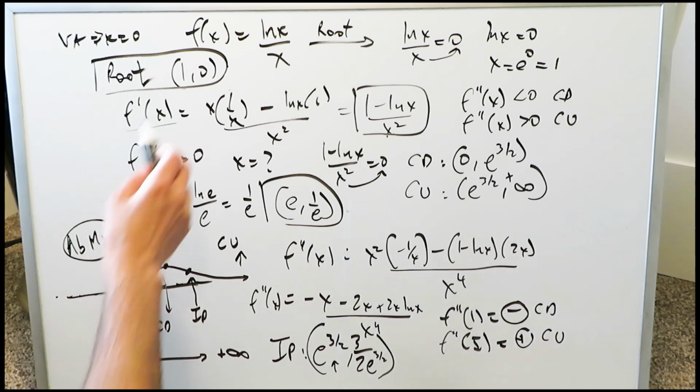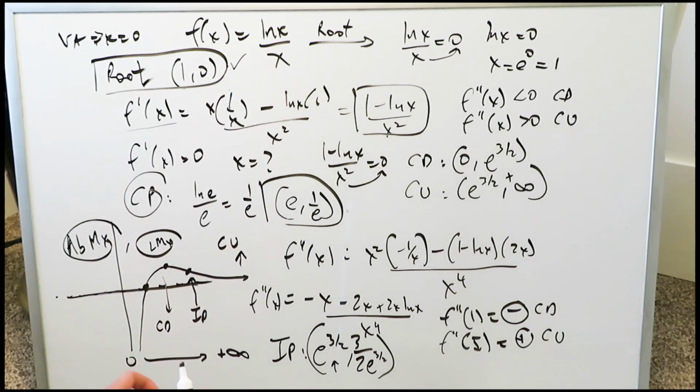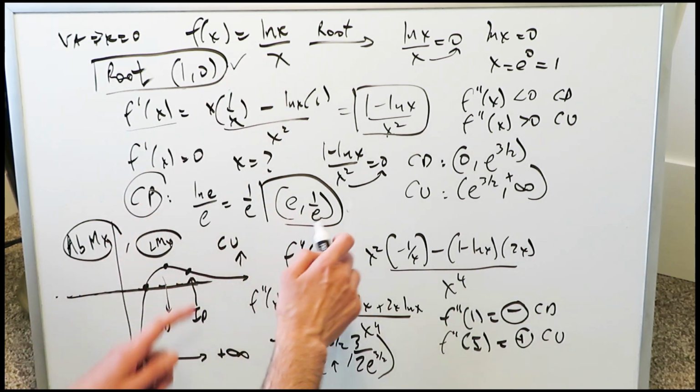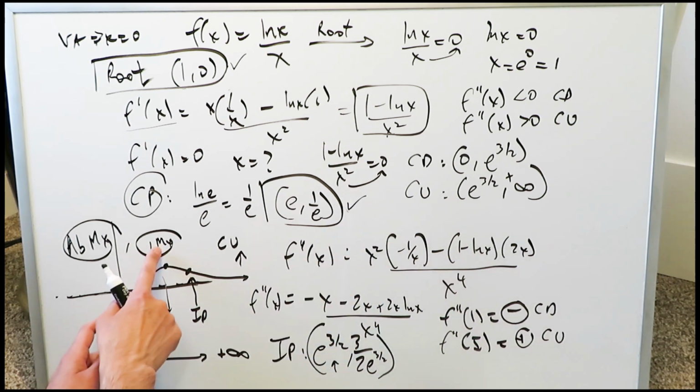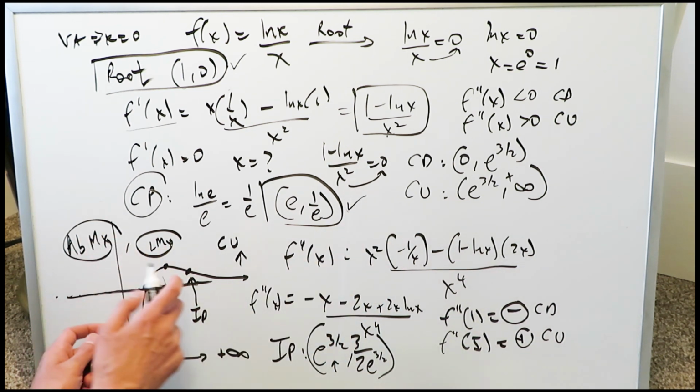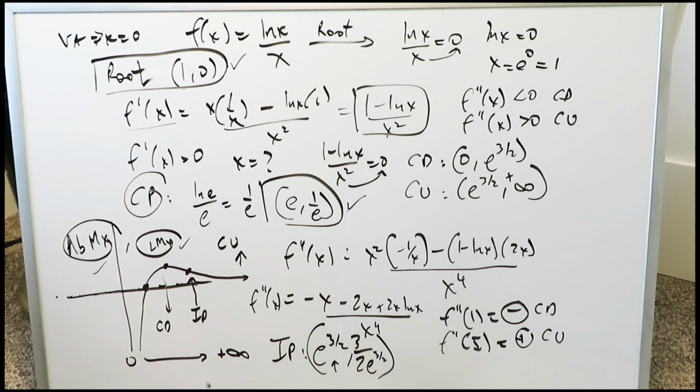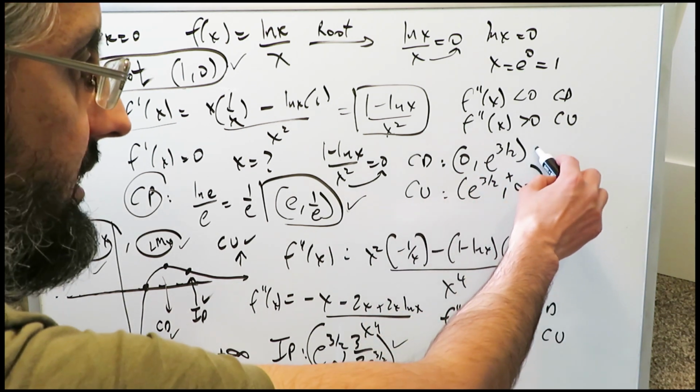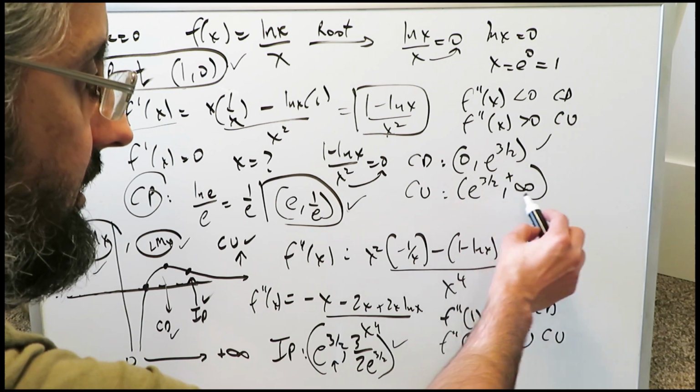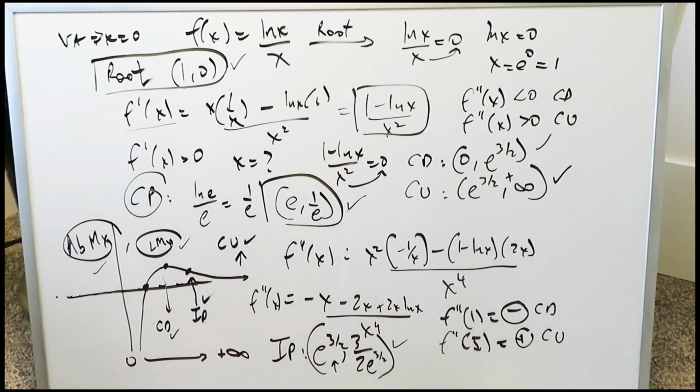So in summary, we found the root, it was (1, 0), and it was good. We found our critical point, (e, 1/e), which represented a local relative maximum and an absolute global maximum, and that looks right to me. Then we found an inflection point, which is (e to the 3 over 2, 3 divided by 2e to the 3 over 2). That inflection point is good. We have a concavity down, we have a concavity up. It makes sense because the concavity test worked out. The concavity down is the interval (0, e to the 3 over 2), and then concavity up is (e to the 3 over 2, positive infinity).